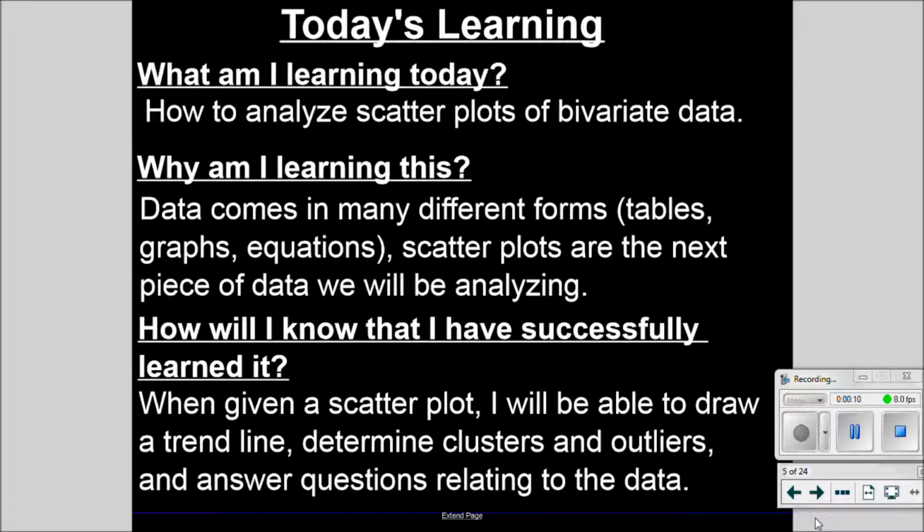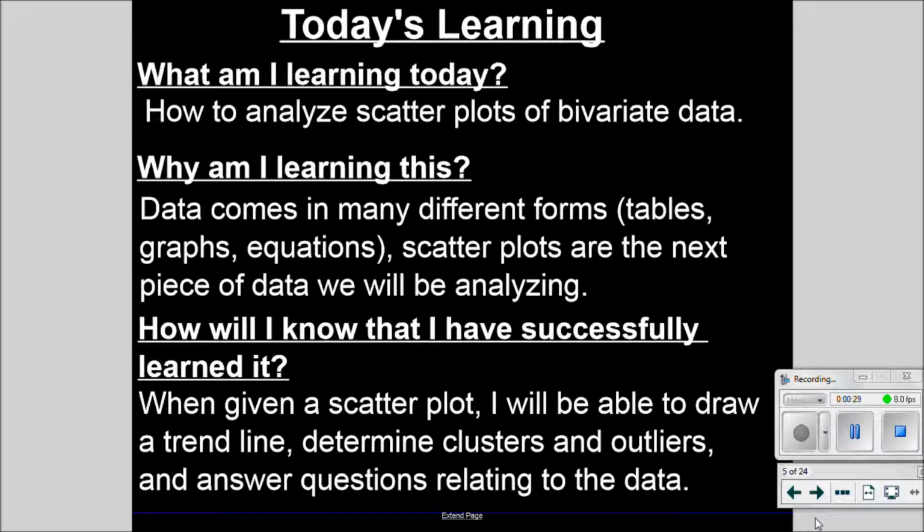Let's get into what we're going to be learning today, why we're going to learn it, and how you will know if you're successful. So here we go. Today we're learning how to analyze scatter plots of bivariate data. Scatter plots are something you've heard, I'm sure. Maybe you haven't heard bivariate data. We'll talk about what that means here in just a second.